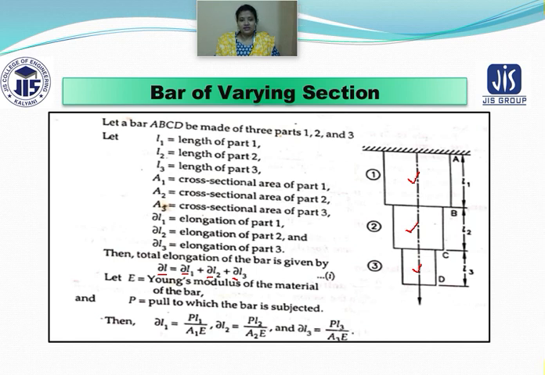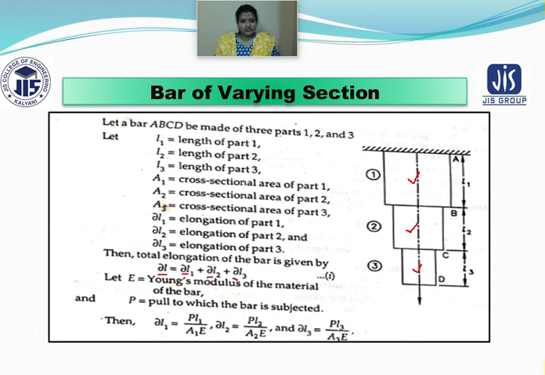If the modulus of elasticity of the material is the same, then all three bars will have the same value of E. But if there are various materials, like for bar 1 you have material X, for bar 2 material Y, and for bar 3 material Z, then you are going to get three different values for the modulus of elasticity.